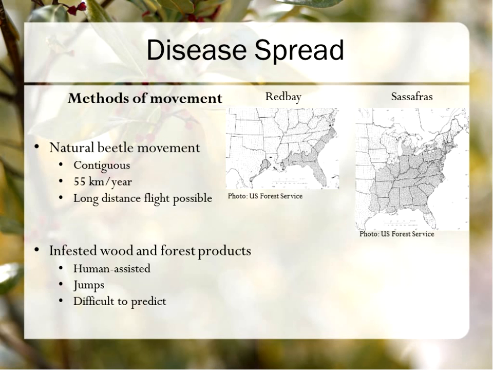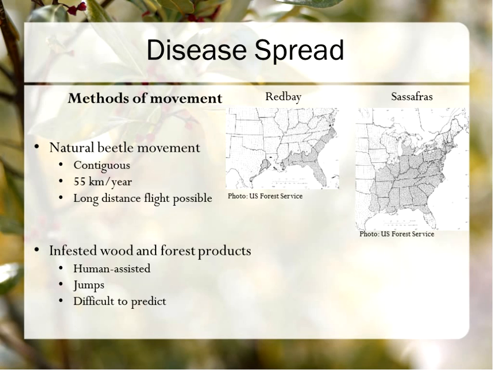But we also know that there is long-distance flight. That was shown in the Everglades. The Everglades has these tree islands, they're called. They're individual islands that are separated by water, and they've mapped the jumps from infected island to non-infected island to infected island. So it is known that they can do some long-distance flights.